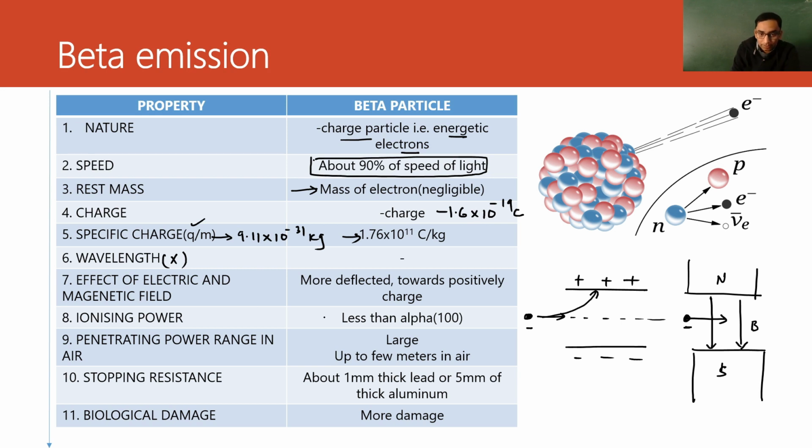So ionizing power is less than that of the alpha particle, and penetrating power range is actually very, very large because they are themselves very light particles, so they can go to a long distance. But the stopping resistance is about 1 meter thick of lead or 5 thick aluminum sheet. They can be immediately stopped. Yes, they can do more damage compared to the alpha particle, but less compared to the gamma rays.